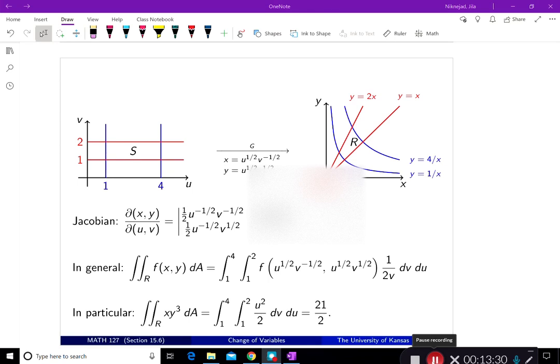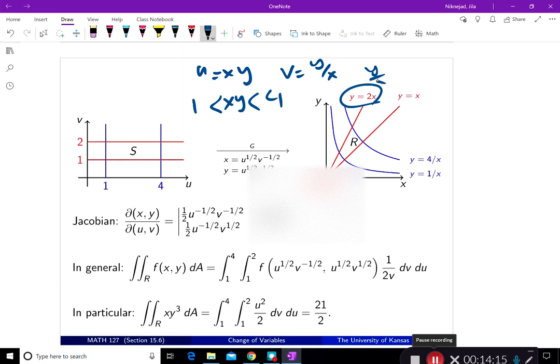So according to the choice, we chose u to be xy and v to be y over x. And xy is supposed to be between 1 and 4, so that makes u between 1 and 4. We said v is equal to y over x, and in here, for example, y over x is equal to 2, and this one y over x is equal to 1, so v is between 1 and 2. So that's my region, and it's rectangular.